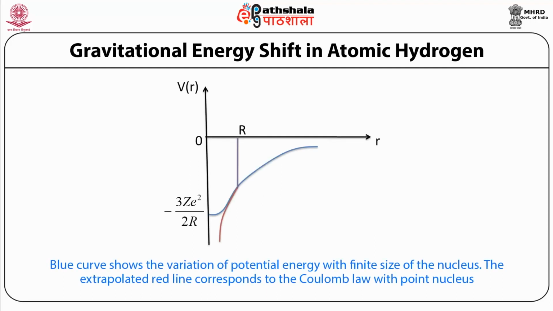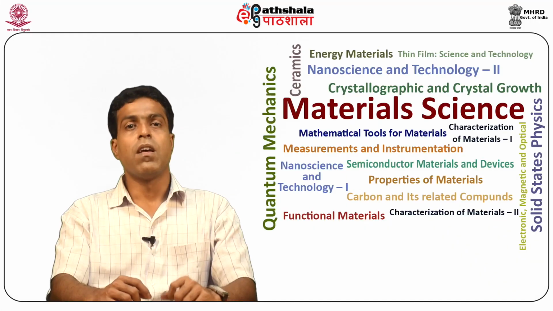This slide shows a curve which is plotted for V(r) as a function of r. It is shown that at r equal to 0, V(r) is finite, equal to minus 3 Z squared by 2R. The blue curve shows the variation of potential energy with the finite size of the nucleus. The extrapolated red line corresponds to the Coulomb law with a point nucleus.